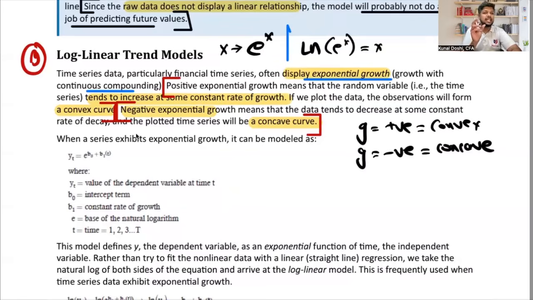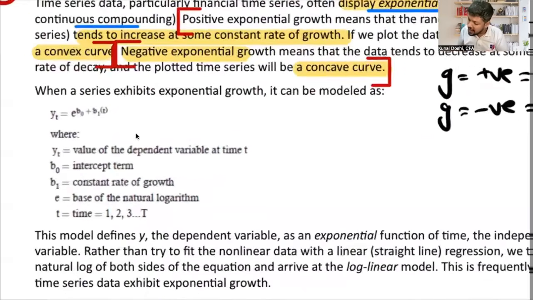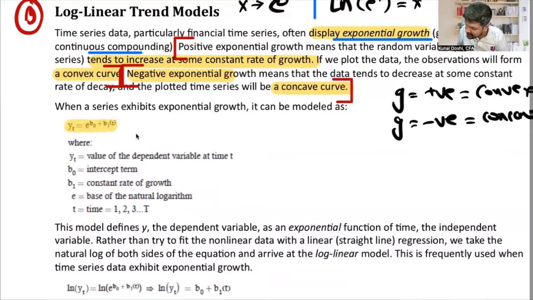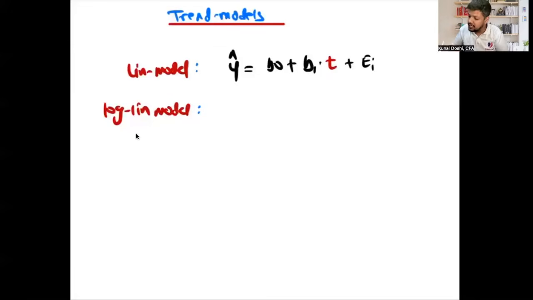Now, in the log linear model, what is a normal model? Y equals b0 plus b1x, right? So here you will see a unique thing. My log linear model looks like this: Y equals exponential of b0 plus b1x. Now, instead of x, I will put t. So what is my log linear model? Here we are going to predict the y. So the y for, let's say, period t is b0 plus b1 times t, but it is the exponential of it.